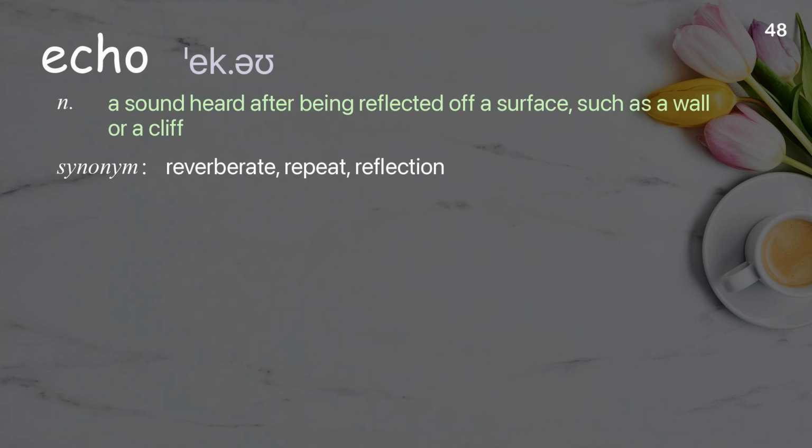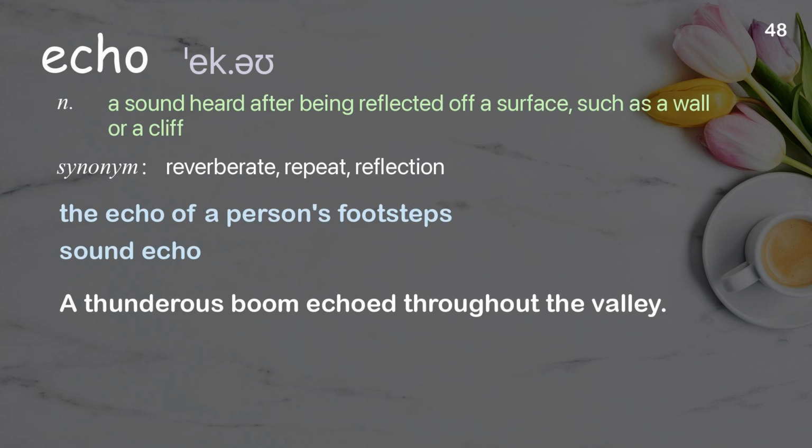Echo. A sound heard after being reflected off a surface, such as a wall or a cliff. Examples. The echo of a person's footsteps. Sound echo. A thunderous boom echoed throughout the valley.